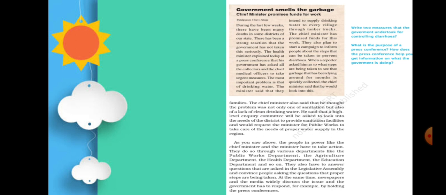At the same time, newspapers and the media widely discuss the issue, and the government has to respond, for example by holding a press conference. After implementing certain decisions or actions, the press conference can raise questions regarding these actions. Whatever decisions or actions are taken by the government, they should be for the welfare of the nation. Otherwise, they should be questioned, or certain conflicts or opposition will arise.